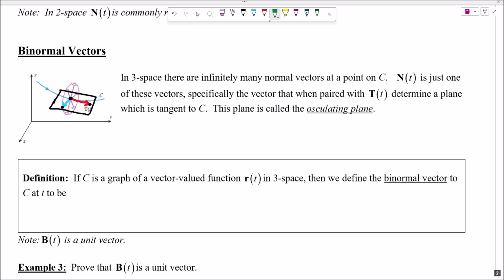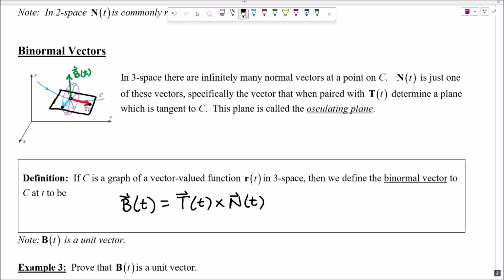One of the things that's interesting, though, is that when we think about a plane, we often thought about writing the equation of a plane by establishing a point and also having a vector that would be normal to that particular plane. And this is exactly where our binormal vector B of t comes in. Let's go to the definition below. If C is the graph of a vector-valued function in 3-space, we define the binormal vector at t to be B of t, and it can be found by taking T of t and crossing it with N of t.